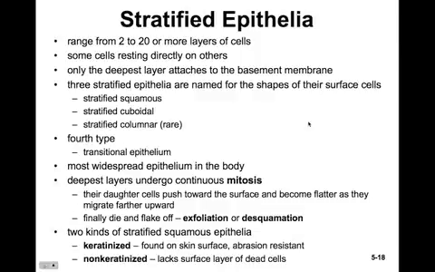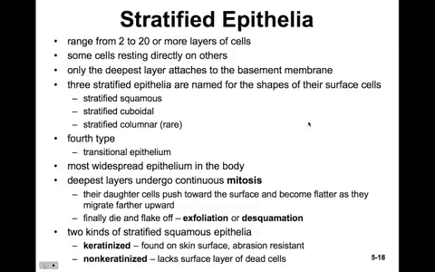Now let's move on to the stratified epithelium. They range from 2 to 20 or more layers of cells. Some cells rest directly on others. Only the deepest layer attaches to the basement membrane. The three types of stratified epithelia are named for the shapes of their surface cells. Those are the ones on the apical surface.